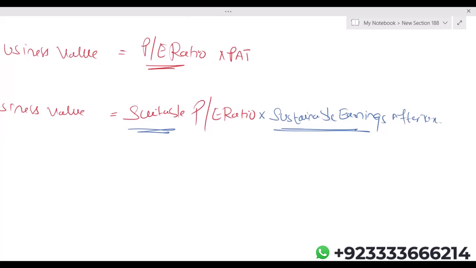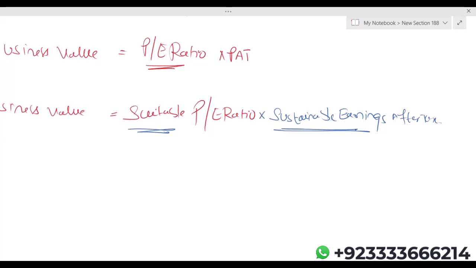But the main concept is that a private company will have a lower P/E ratio as compared to a similar size listed company. Why? Because in listed companies, shareholders have more confidence as compared to the private company. That is the meaning of suitable over here.